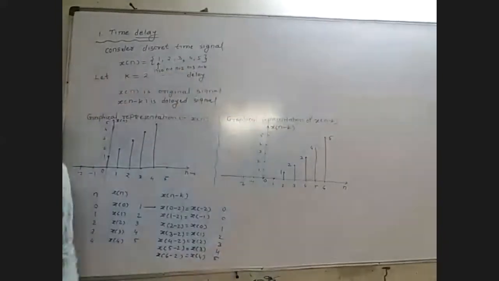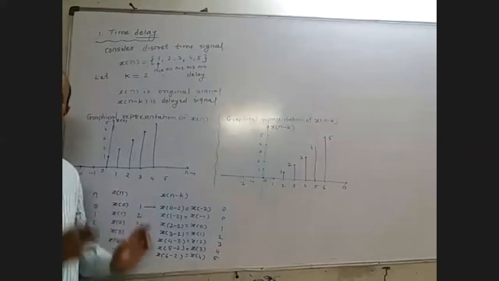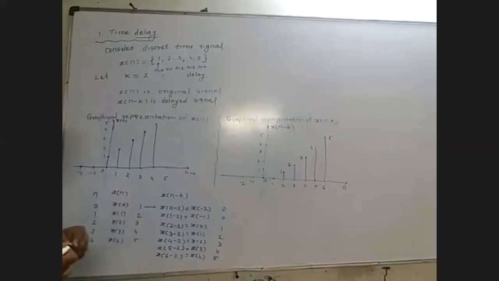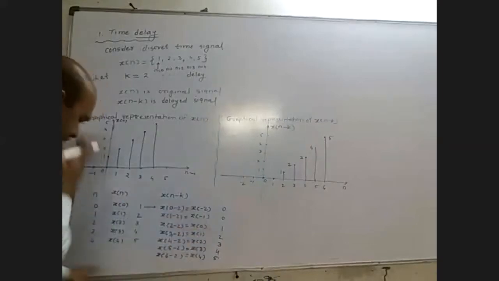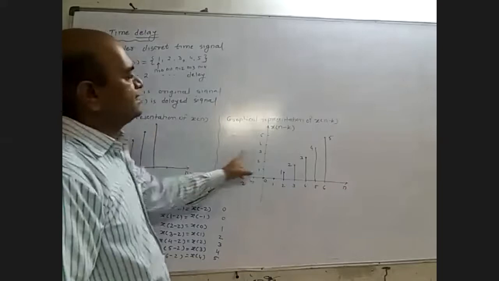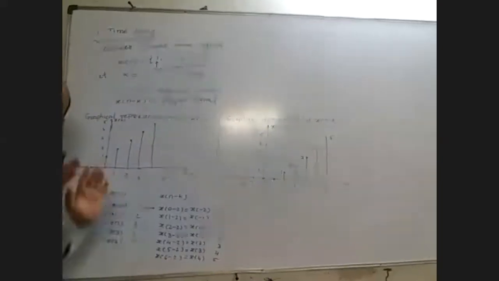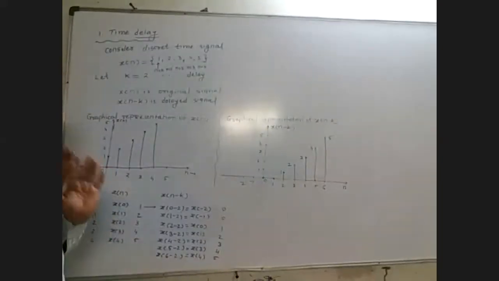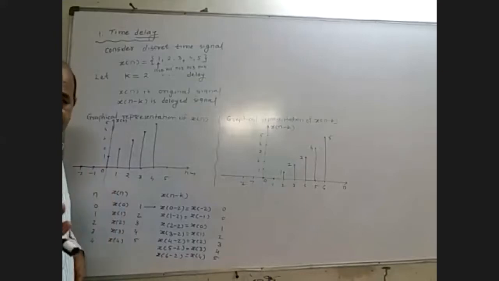So in this way, you can draw the delayed signal. This mathematical calculation is a must. From this calculation, you can understand how you get the delayed signal. Here we have to draw x of n, the original sequence, and x of n minus k, the delayed signal. So this is the way of drawing the delayed signal. Keep it in mind, and go through other examples.